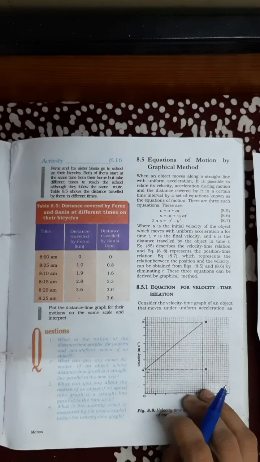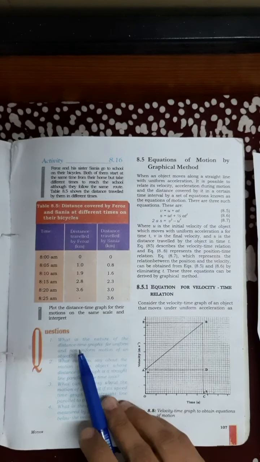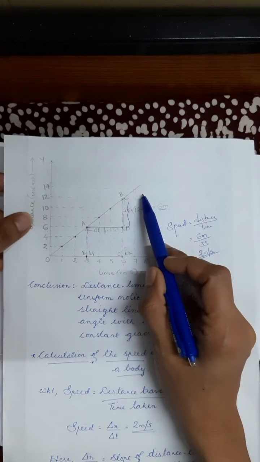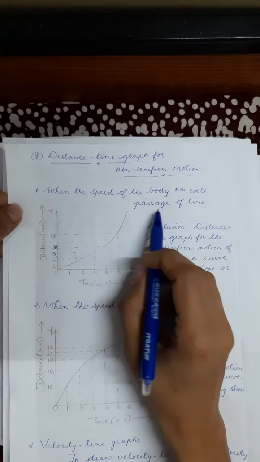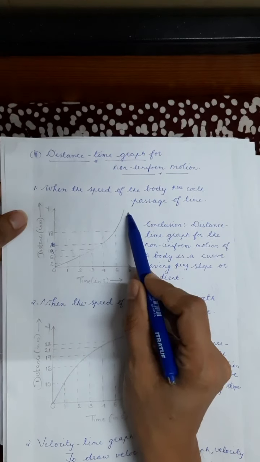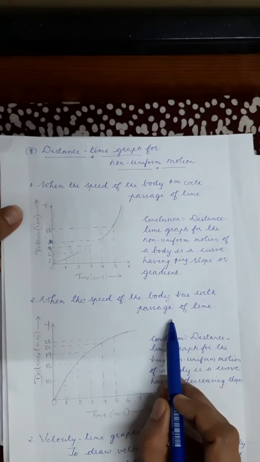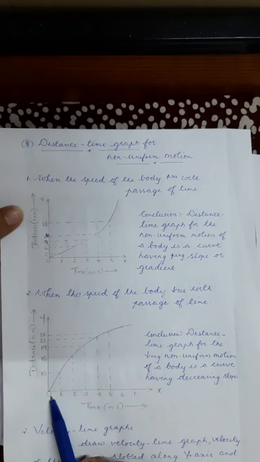First we will be discussing our homework answers, then we will be moving to the next topic. Last class I gave you a total of 4 questions. The first question was: what is the nature of the distance time graphs for uniform and non-uniform motion of an object? The distance time graph for uniform motion is a straight line, right? For non-uniform motion we have seen two cases. When the speed of the body increases with respect to time, the curve has an increasing slope, and when the speed of the body decreases with time, we have a curve having a decreasing slope, isn't it?